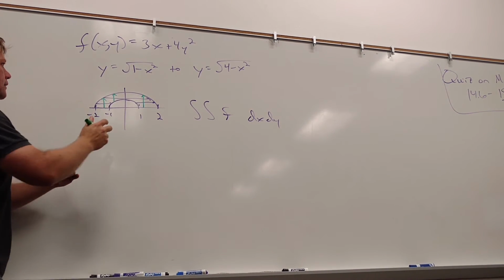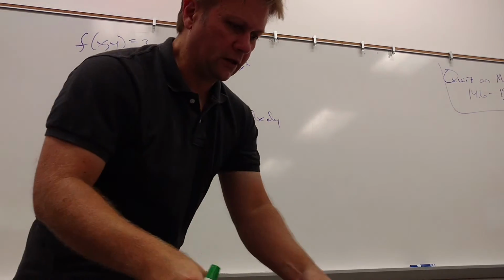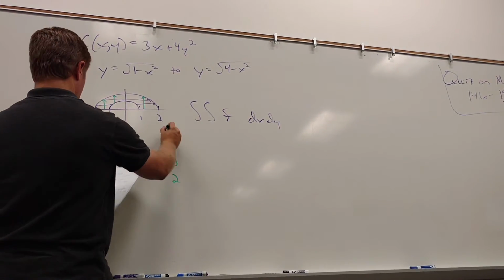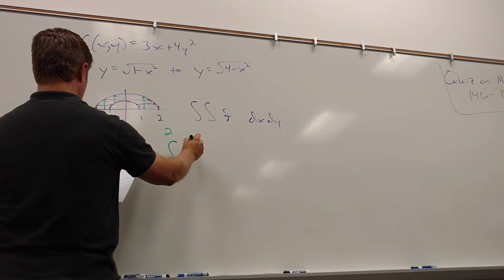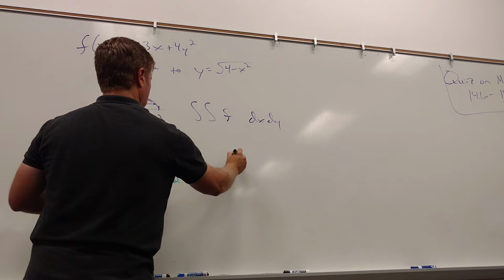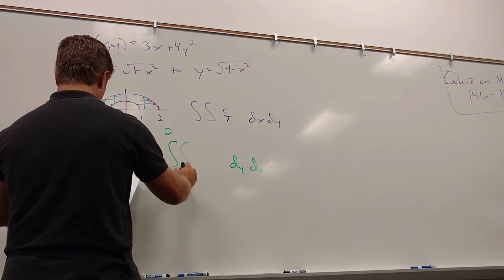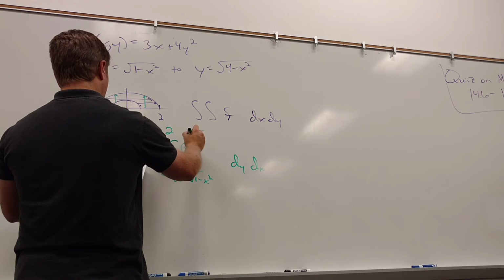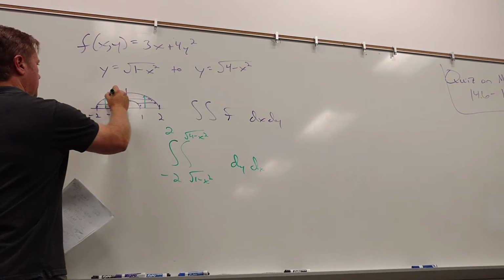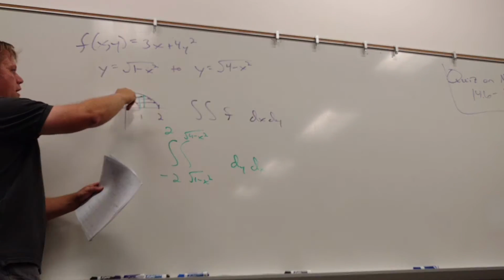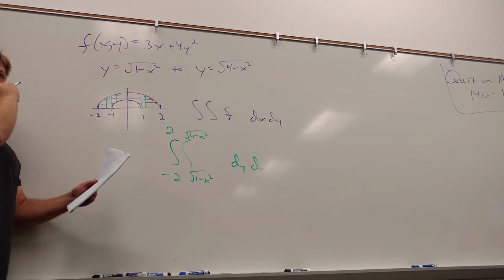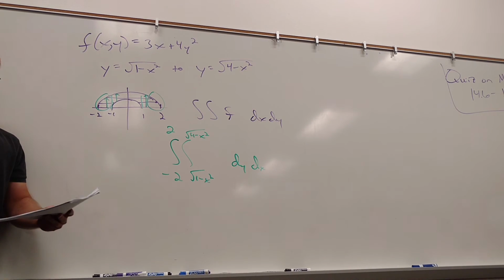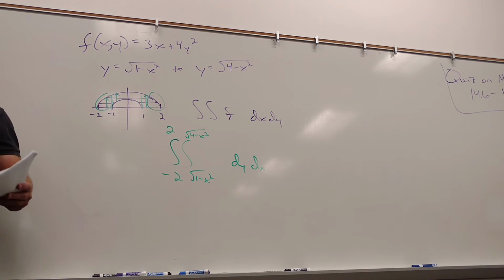But even if you try to set that up, just to show you, it would be -2 to 2, square root of 1 minus x squared to square root of... And this is just for a piece of this. I just did this for this piece, where y goes between these two circles, right? I would have to still do an integral for that and an integral for that. I couldn't just do one and double it because it all depends on what the function's doing.